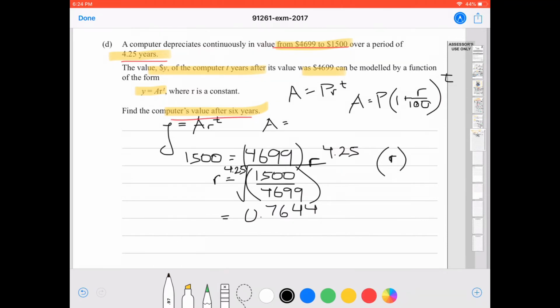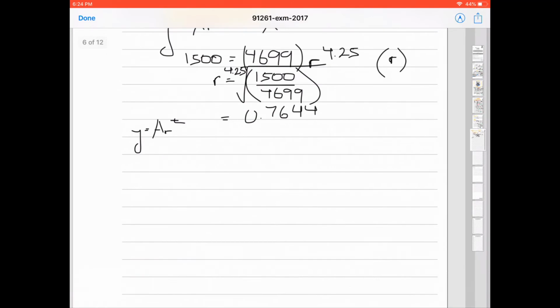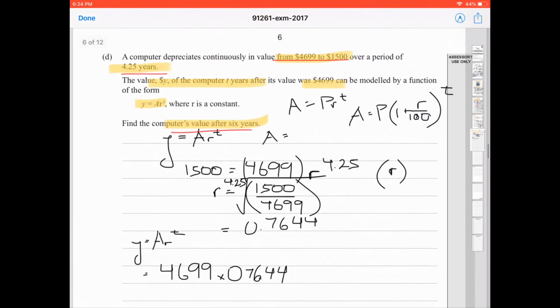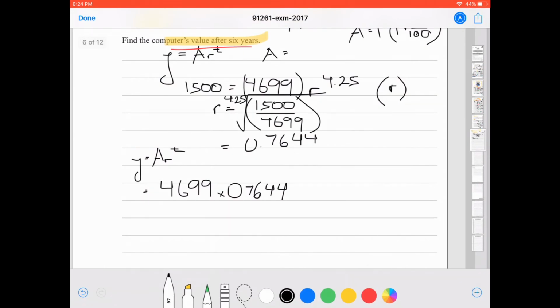So again, we've got y equals A R^t. Just scroll down. And so our original was 4,699 times 0.7644. And what was the time that we were looking for? Was it 6, right? Yes, 6 years. Okay, to the power of 6. And so this is something we can calculate.